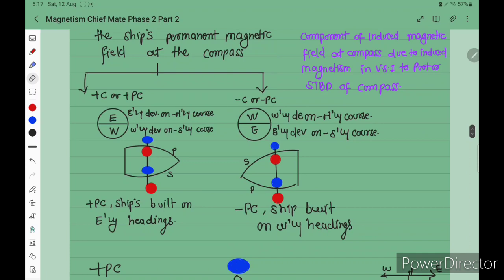Plus C or PC is the same: easterly deviation on northerly course and westerly deviation on southerly course. In minus PC or minus C, westerly deviation on northerly course and easterly deviation on southerly course. So you have to remember these two. Semicircular. Okay. So if your vessel was built on easterly headings, plus PC is blue earth magnetism, this red down. When entered, it will acquire the blue and the red leaving. So if your starboard side is blue and the port side is red, that means PC, the ship was built on an easterly heading. And if your vessel has blue on the port side and red on the starboard side, that means minus PC will be present, and the ship was built on westerly headings.